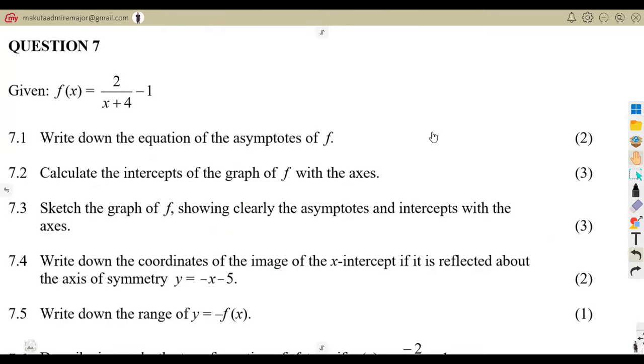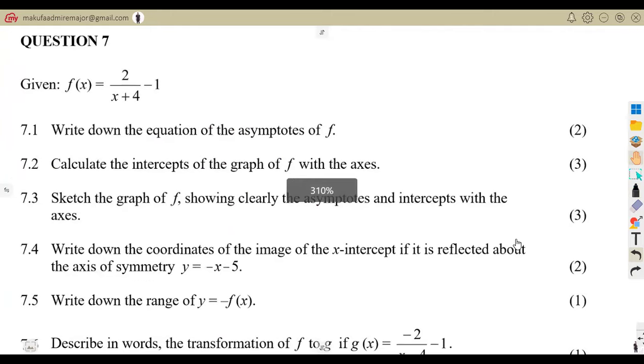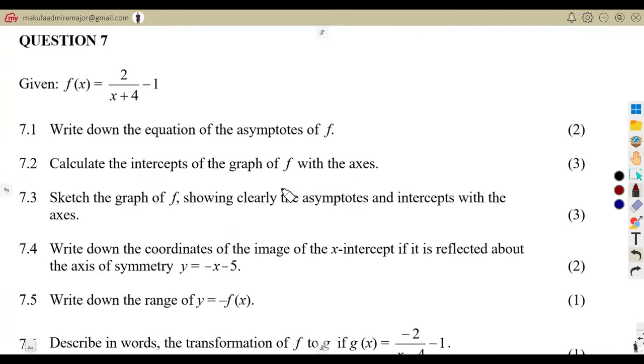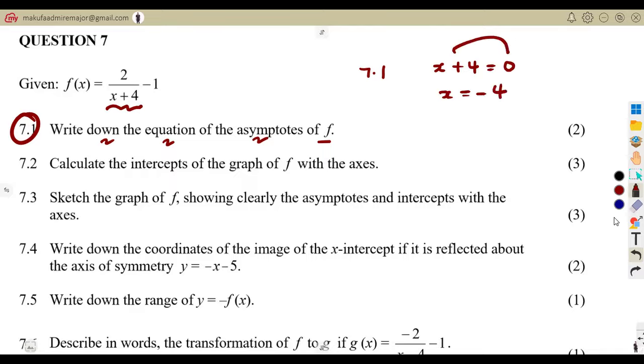All right, not wasting our time, let's consider question 7. F of x is given, and from this f of x, 7.1 asks for the asymptotes of f. Remember your asymptotes there. From x plus 4, we can have the value of x. X plus 4 must be equal to 0, so x is equal to minus 4 by solving for x. And another one is y equal to minus 1. That's our asymptotes.